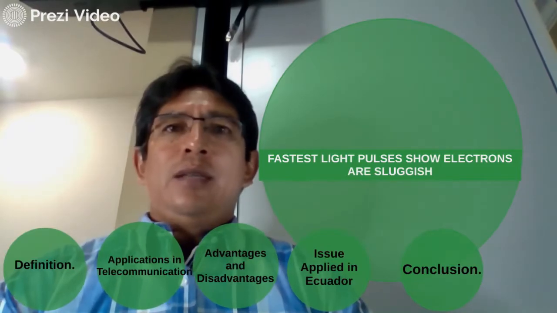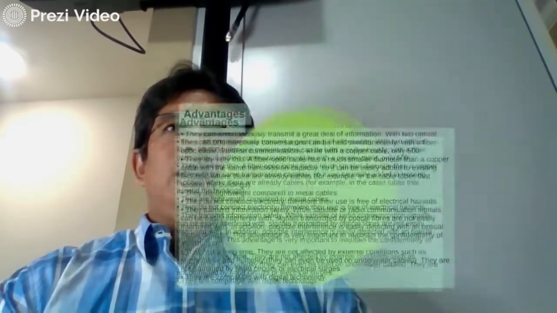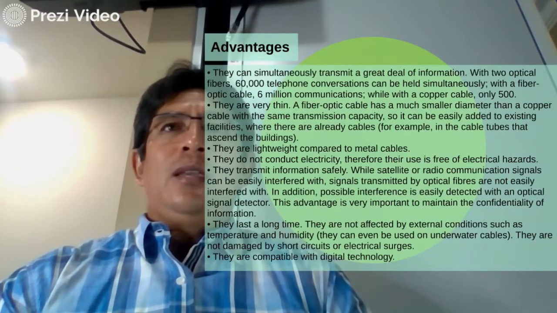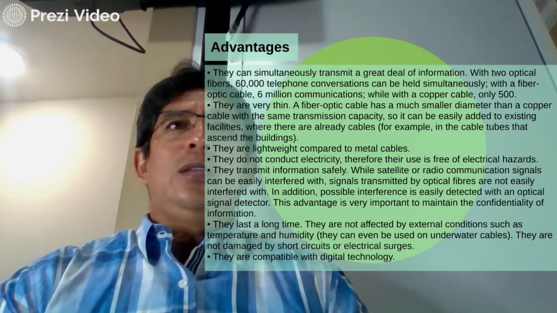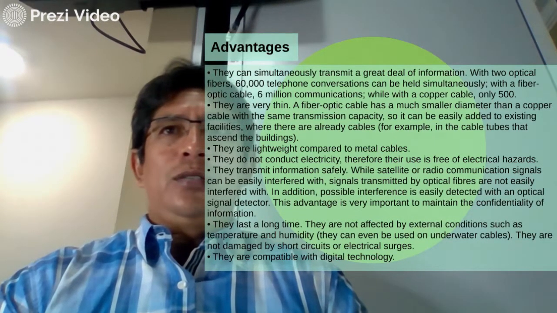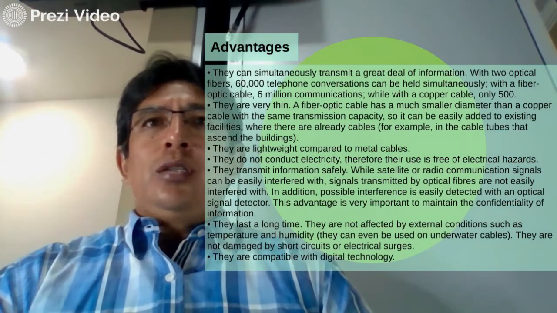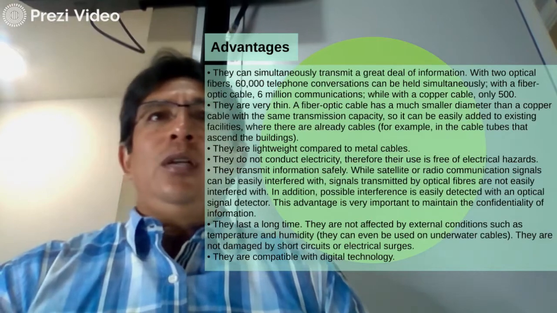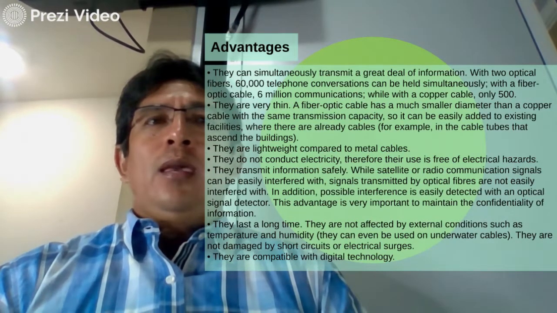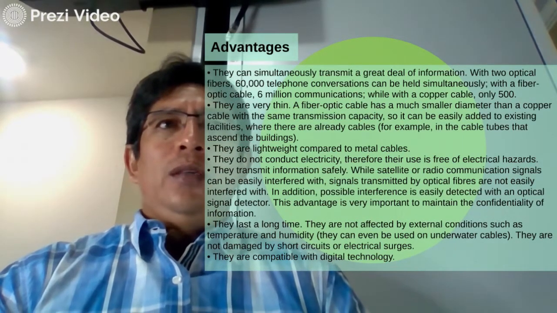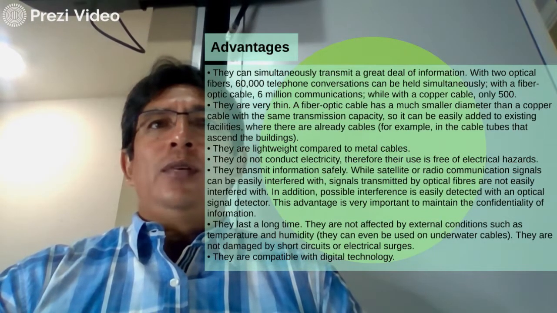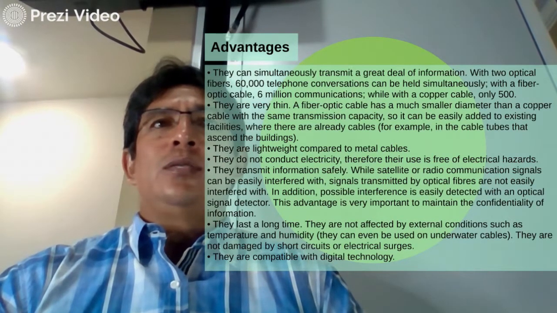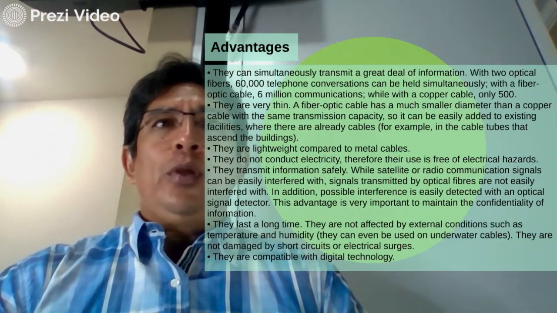Advantages and disadvantages. Advantages: they can transmit a great deal of information with two optical fibers. 60,000 telephone conversations can be held simultaneously with a fiber optic cable, while with a copper cable only 500.